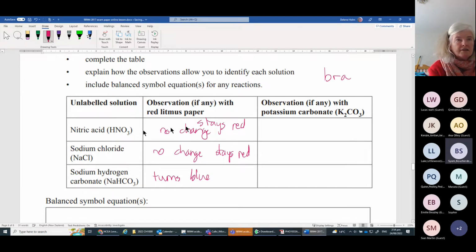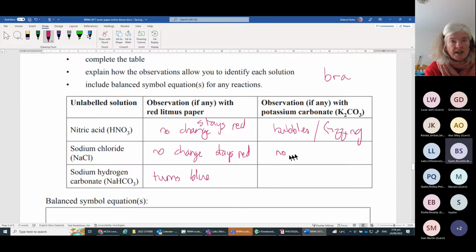And now here, what will the reaction be with a carbonate? Well, an acid will be reacting with a carbonate to form bubbles or fizzing, anything along those lines. And again, use that first question to help you because you had a carbonate there with an acid. A salt is not going to react with a carbonate, so no change. And a hydrogen carbonate is not going to react with a carbonate, so there's going to be no change.